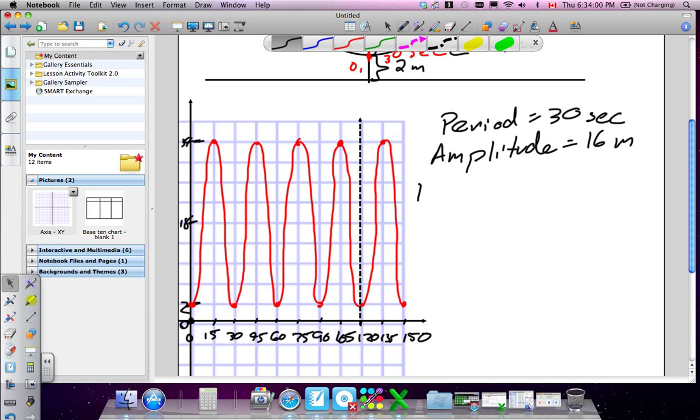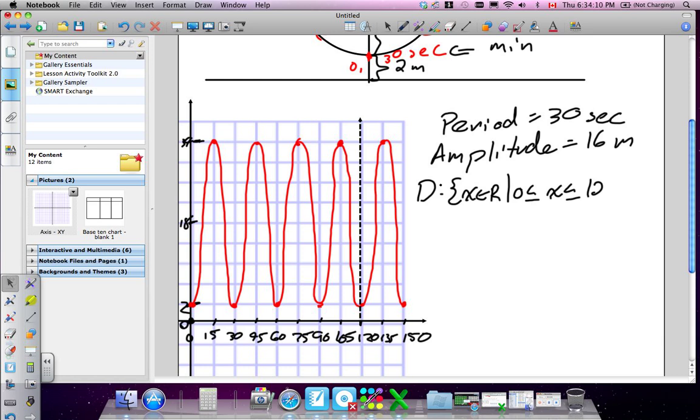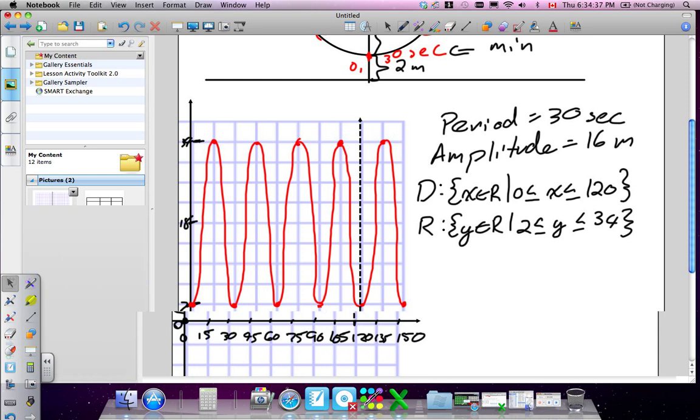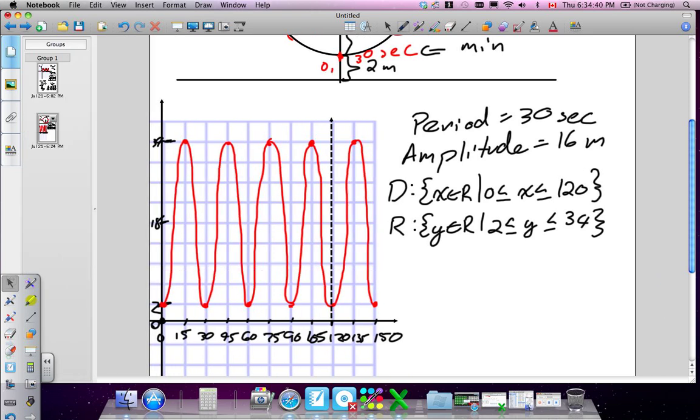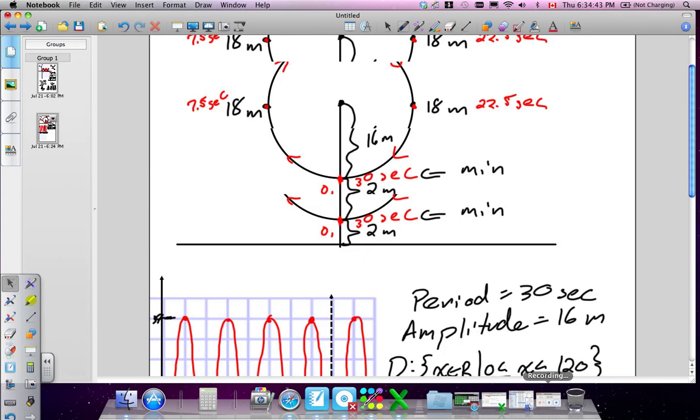Our domain. What does that mean our domain's going to be? From 0 to 120 seconds. That's right. Good. And what about our range? From 2 to 34. What do I got to put first? Y. Yeah, because it touches all the points in between. Good. Excellent. So we got our domain and range. What's next? Well, that's it? Oh, that's quite simple. That's all there really is to that question. Does that make sense?